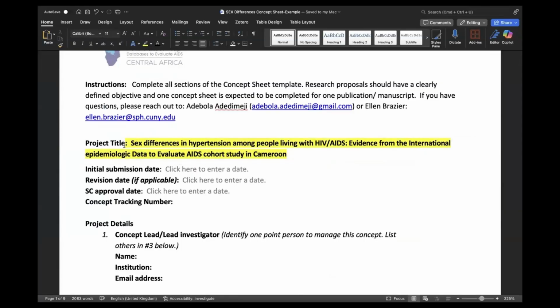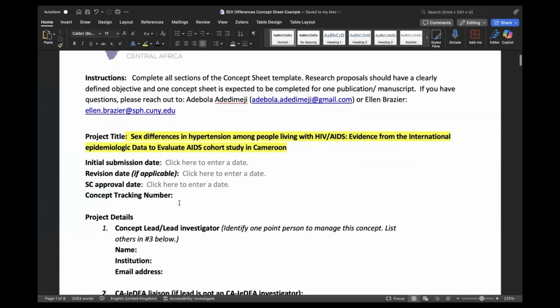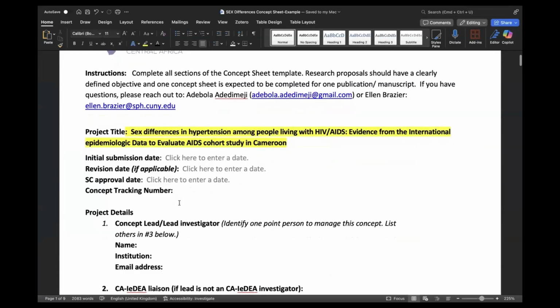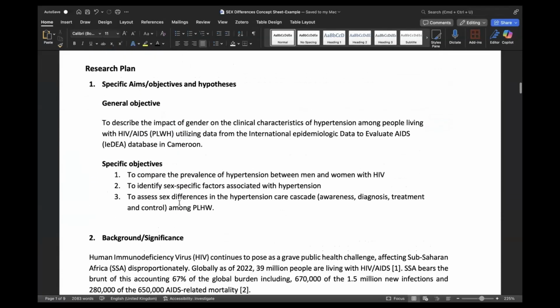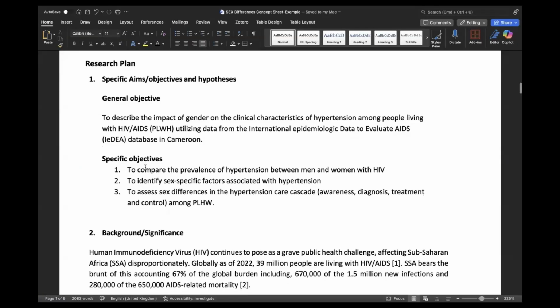And the project title is Sex Differences in Hypertension Among People Living with HIV: Evidence from the IDEA Cohort Study in Cameroon. And unlike the other concept that I showed, we actually start by stating the specific objectives and aims and so on. And I think this is also a very nice way to start so that people can know exactly what you want to study before you explain why it's important and so on.